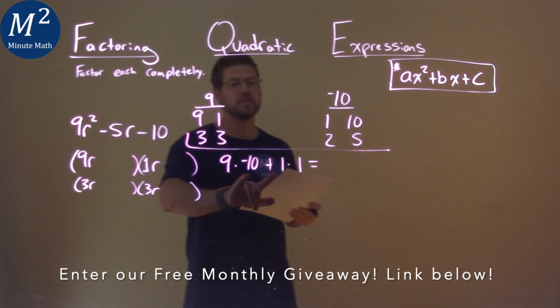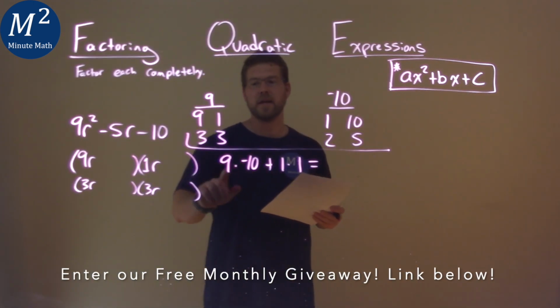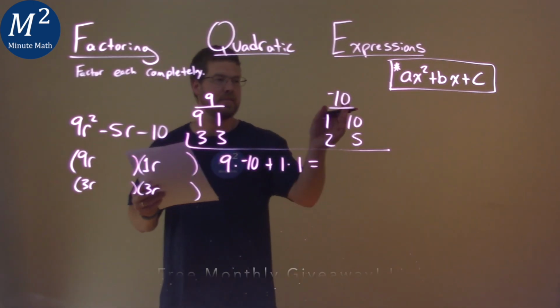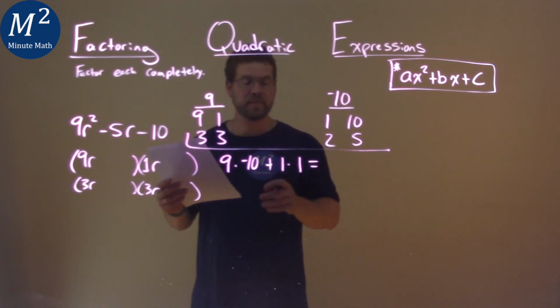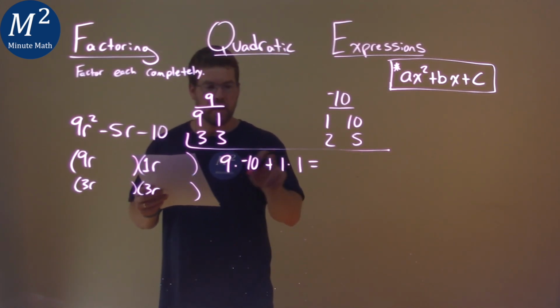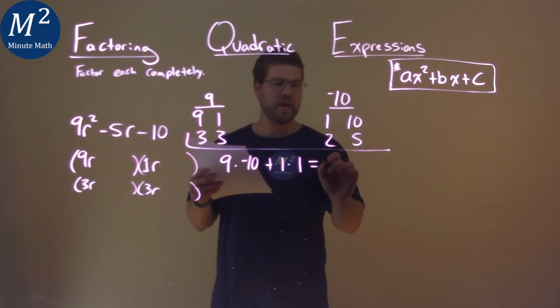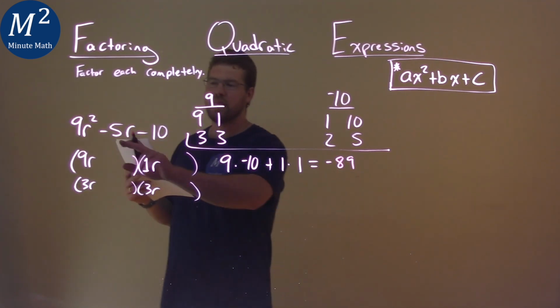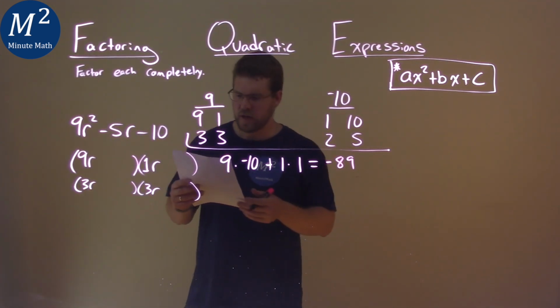That ensures, by having the larger one of the two being negative, basically 9 times the 10 is going to be larger than 1 times the 1. I'll put a negative on the 10 there. When I multiply and add that together, I get a negative 89. That doesn't equal negative 5. So let's try another one.